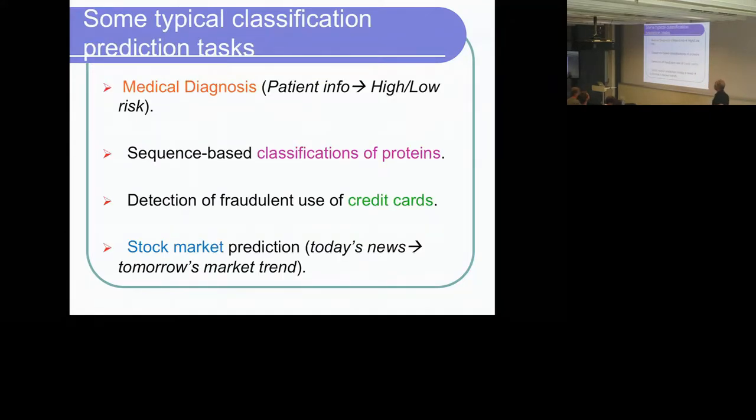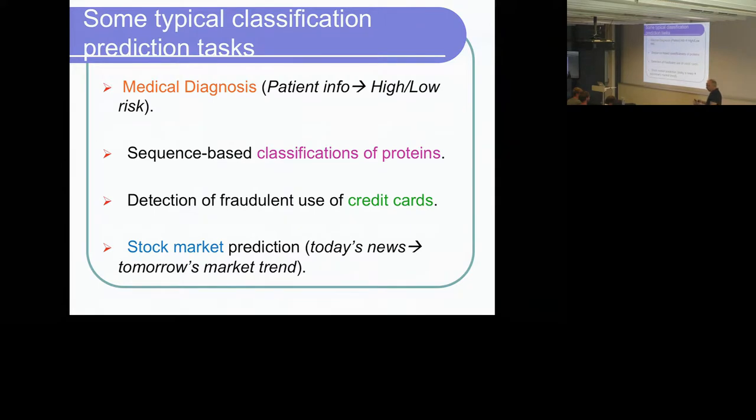Say medical diagnosis: you have a patient, you want to know if the patient is high or low risk. It would be great if we could have a program that will help us determine that. Or we have proteins and we want to classify them into the function of this protein. Or we have some credit card transactions and we want to classify them into which transactions were legal and which transactions were fraudulent. Or we have a stock market and we want to know if tomorrow this stock is going to go up or down. So what I'm saying is that we have many tasks that have this flavor, where the algorithm that you're designing just needs to predict a class, yes or no.